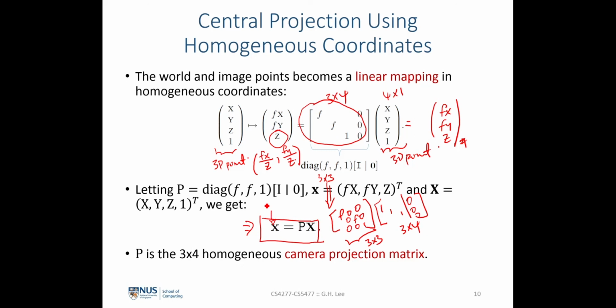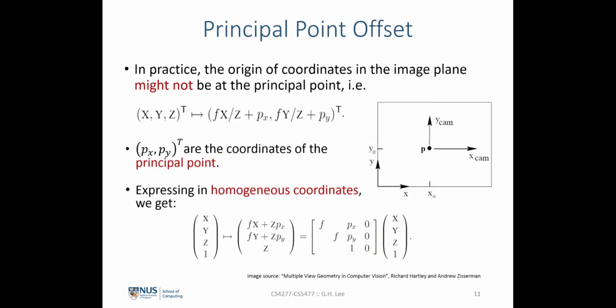The small x here is actually a 3 by 1 homogeneous coordinate. P here is a 3 by 4 matrix, and big X here is a 4 by 1 homogeneous coordinate. And we'll give this P matrix, which is a 3 by 4 homogeneous coordinate matrix, a name, and it will be called the camera projection matrix.